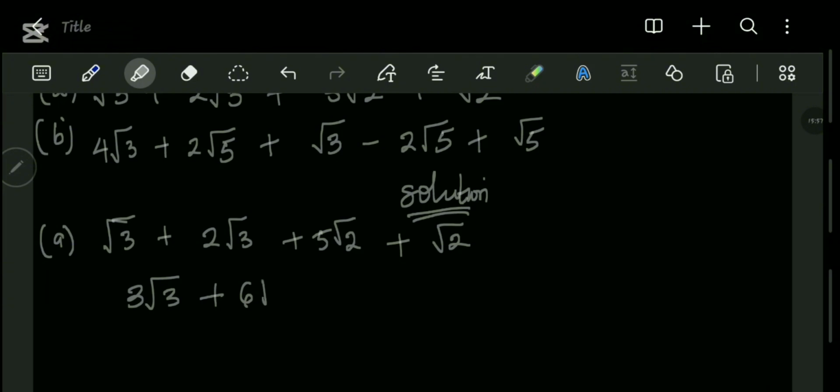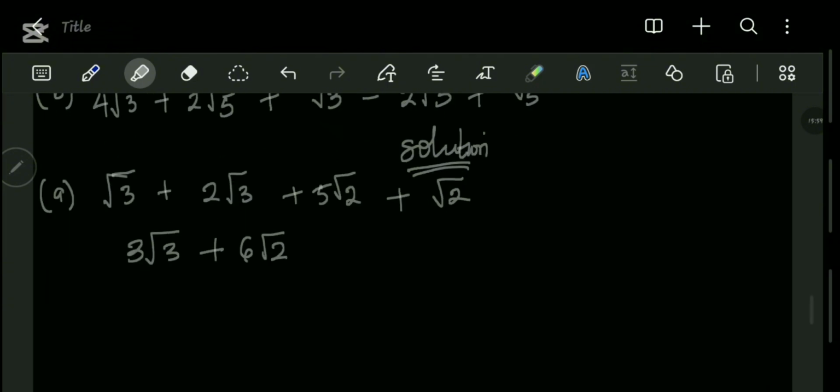Now you observe that they are unlike surds. This has 3 inside, this has 2 inside. I can't continue adding further. Besides, I cannot even say 3 plus 6, it's not done. I cannot add the coefficients since the surds are different, so I leave my answer in this form.